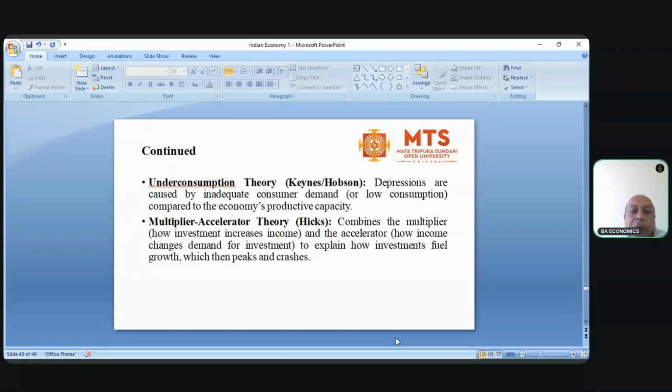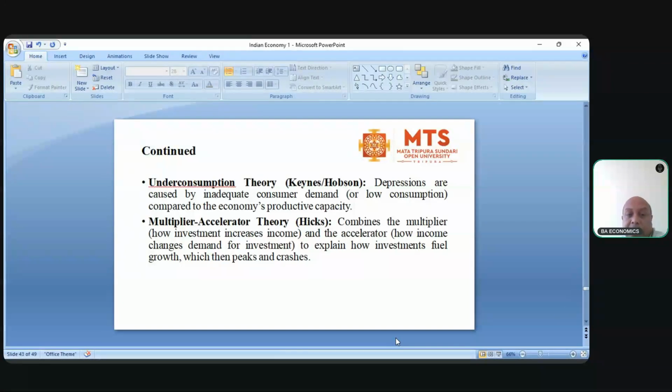Or you can say when people do not want to spend money, their consumption volume declines. When consumption volume declines, demand also declines, and when demand declines, profit margin also declines and selling volume also declines. So in this case, the producer will face loss.